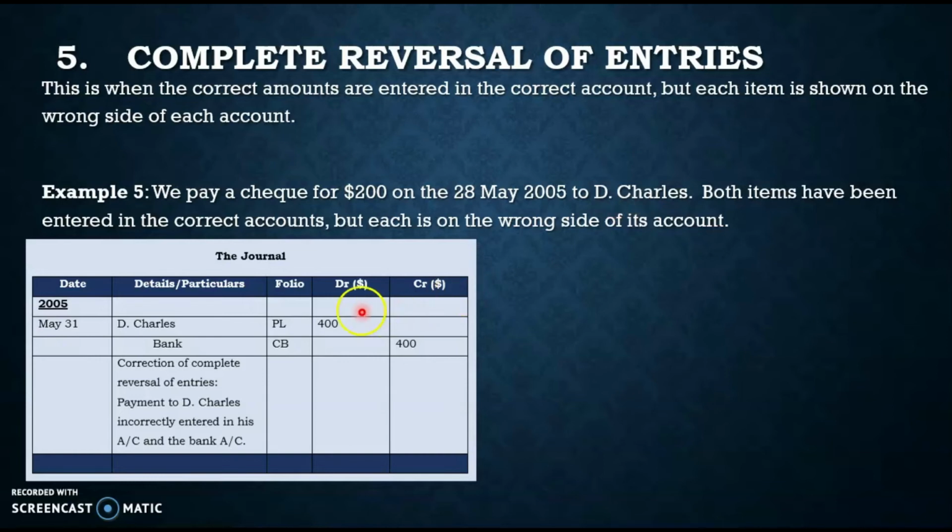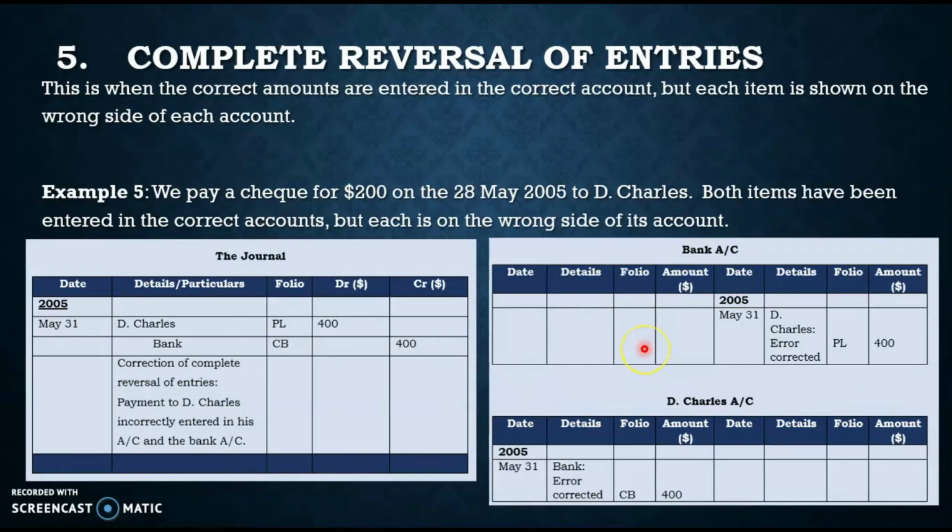So in order to cancel out the errors that we have made and put the right amount on the right side, we're going to multiply the 200 by 2 to get 400. So we're going to debit D. Charles. The first $200 is going to cancel out the amount that we had put on the credit side. And the other 200 will be the right entry. And for the bank, we're going to credit bank with 400. $200 of that will cancel out the $200 that we had placed on the debit side. And the other 200 would be the correct entry.